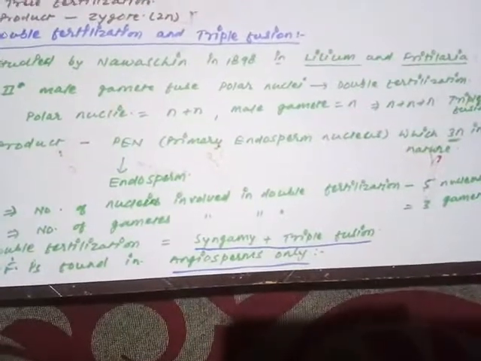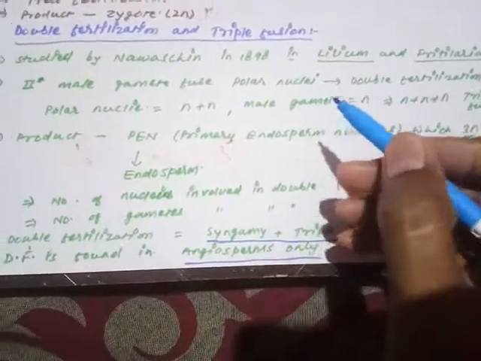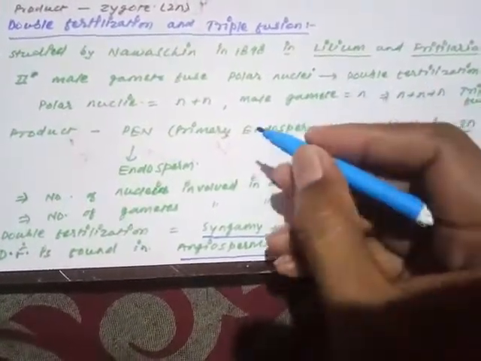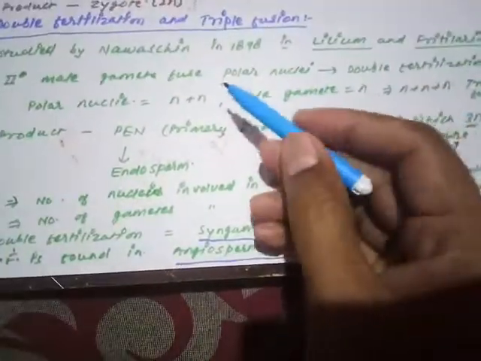Whenever it is traveling ahead, the first cell it has to meet is the polar nuclei. So it has to join the polar nuclei. That is the second fertilization. So two-time fertilization is there. That is what we are just going to understand.